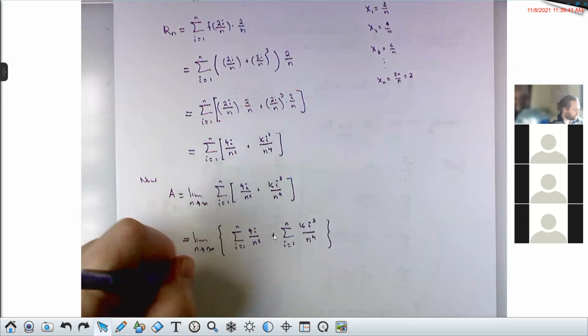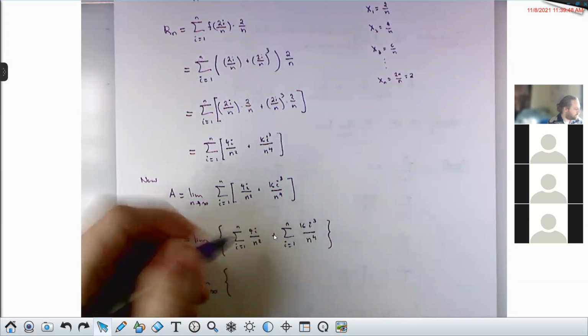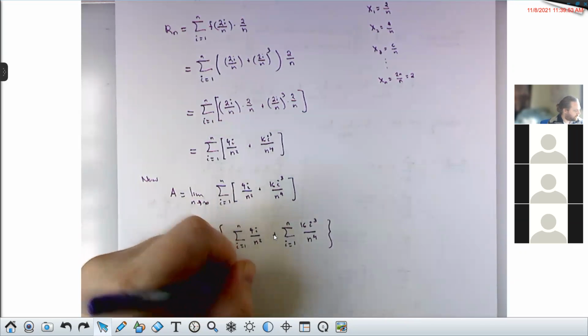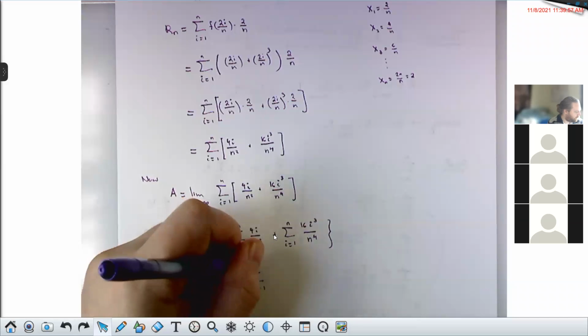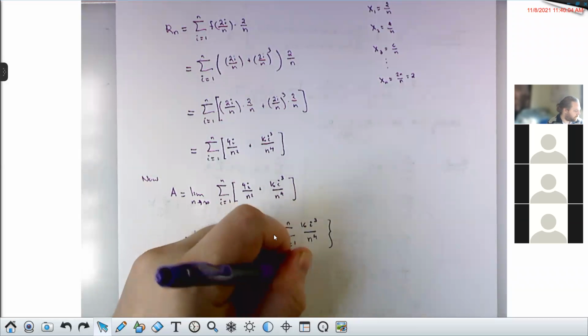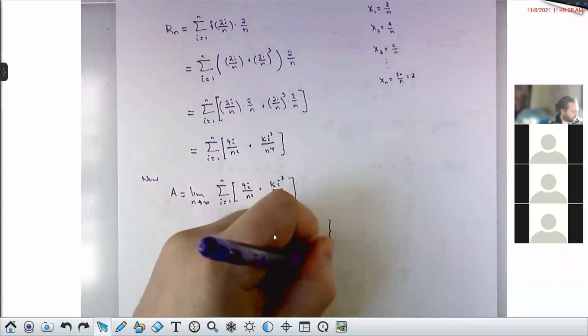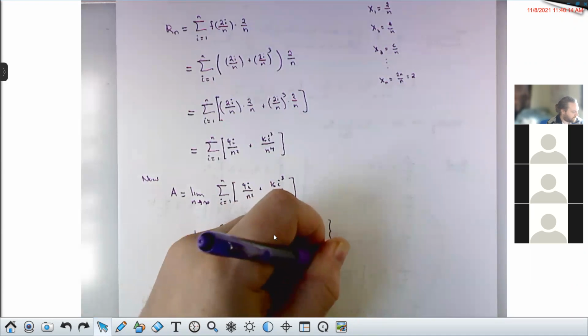Then from each of those sums, I pop out anything that doesn't have i's in it. So from the first sum, I can pop out a 4 over n squared, and I'm left with just sigma i from 1 to n of i. And from the second sum, I can pop out 16 over n to the 4. And what's left is the sum from i equals 1 to n of i cubed.